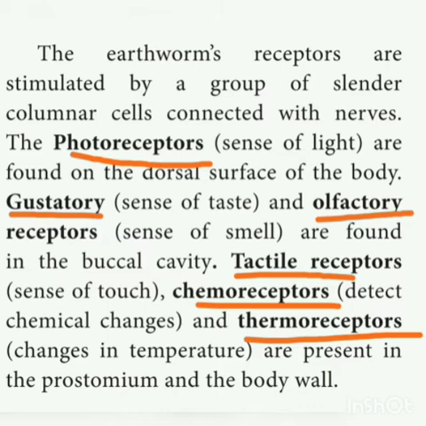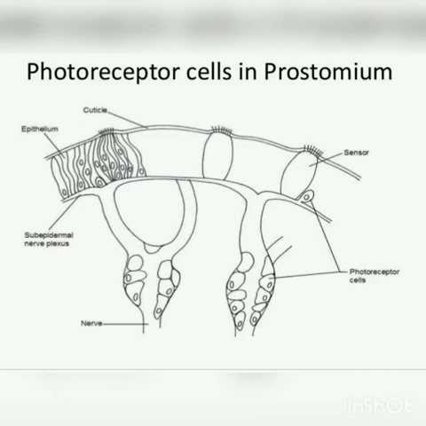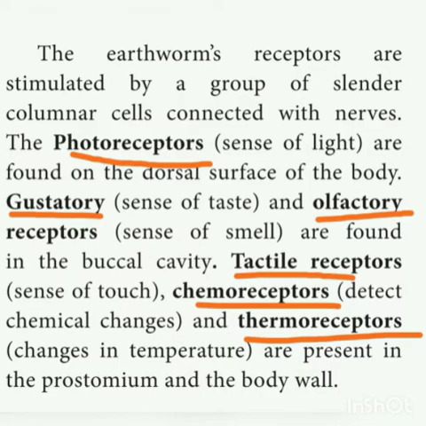Tactile receptor, that means sense of touch, and chemoreceptor, chemo means to detect the chemicals, okay, and thermoreceptor, thermo means temperature change. If there is any change in temperature, it can be detected with the help of the thermoreceptor. They are all present in the prostomium and the body wall. We have already learned what prostomium means. Prostomium is nothing but the upper lip. So what are the various types of receptors in earthworm? Photoreceptor, gustatory, olfactory, tactile, chemoreceptor and thermoreceptors.